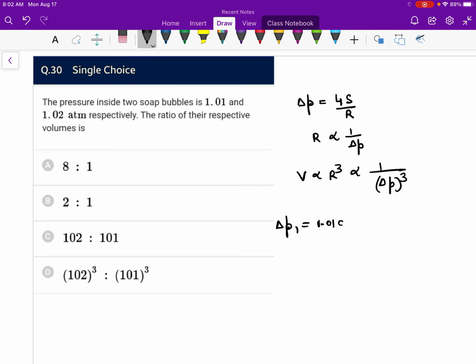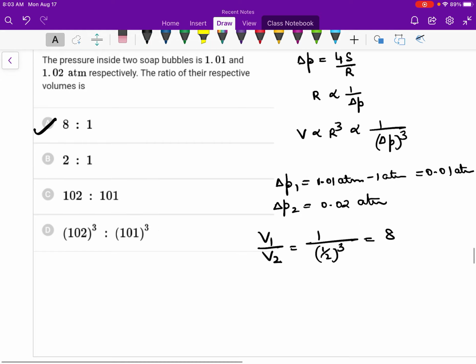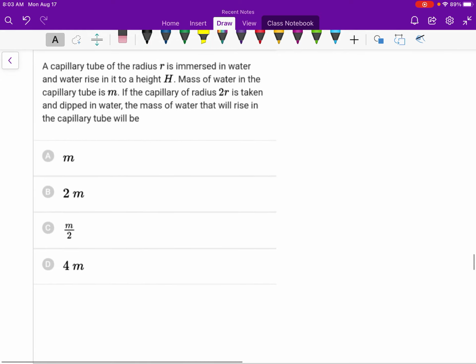Now delta P1 is 1.01 atm minus 1 atm, that is 0.01 atm, and delta P2 similarly is 0.02 atm. So delta P1 upon delta P2 is 1 by 2. So V1 upon V2 is 1 upon 1 by 2 raised to power 3, that is 8. So volume is in the ratio 8:1. So A is the correct option.